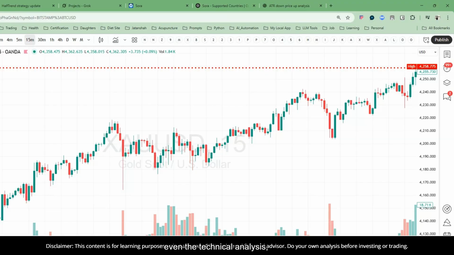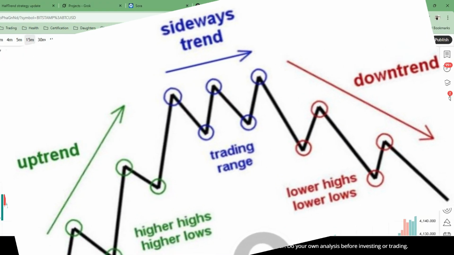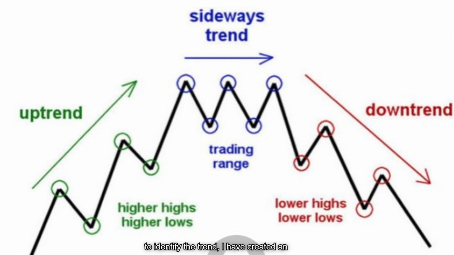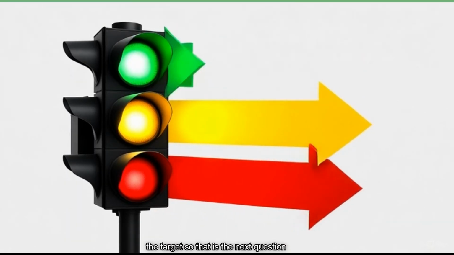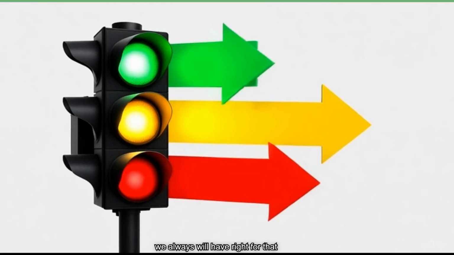Even in technical analysis, whatever indicators we are looking at, everything is to identify the trend only. So to identify the trend, I have created an indicator which will easily help you identify the trend first. So first the trend, and the next one is where is the entry, where is the stop loss, and where is the target. So that is the next question we always have, right?